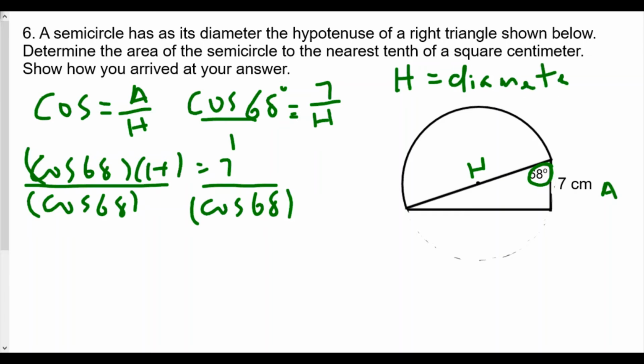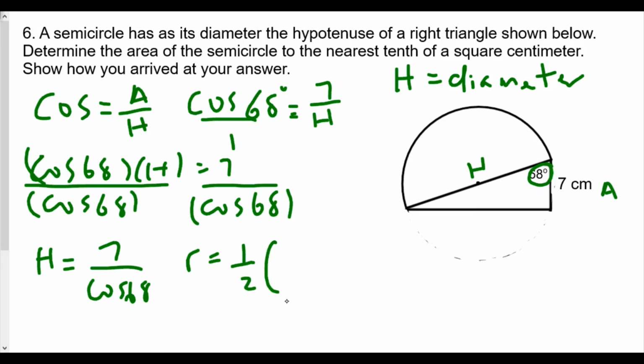And if you remember what we said before, the goal to find the area of a circle is to focus on the radius. So if h equals 7 over the cosine of 68 degrees, the radius of the circle is equal to 1/2 of 7 over the cosine of 68 degrees. And then, of course, we'll use that to find our value for our radius.